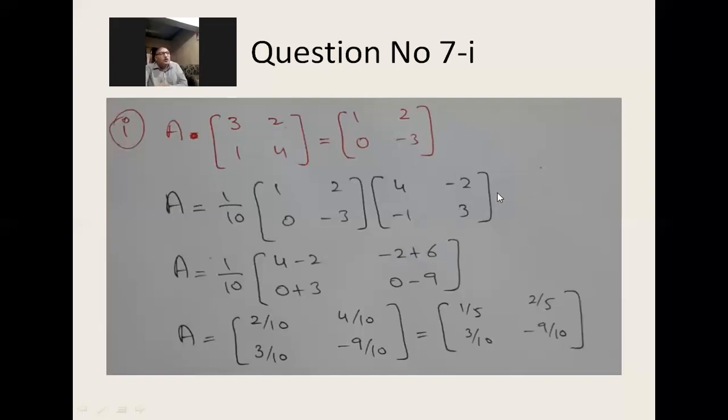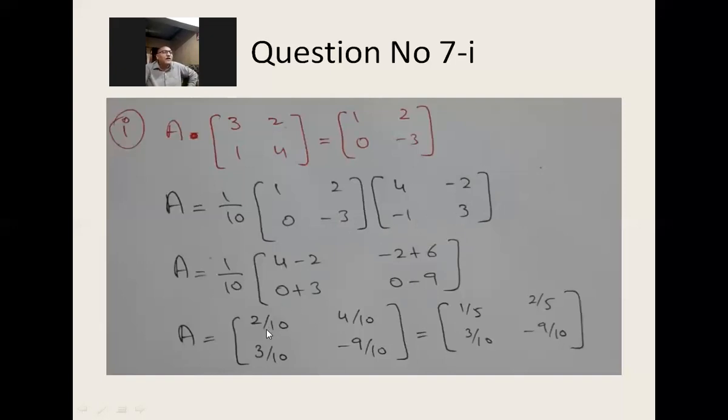Then there are no more columns. So now it's the second row's turn to multiply. So 0 multiply 4, that will be 0. Minus 3 multiply minus 3, that will be plus 3. Then the second row will multiply with the second column. So 0 multiply minus 2, that will be 0. Minus 3 multiply 3, that will be minus 9.